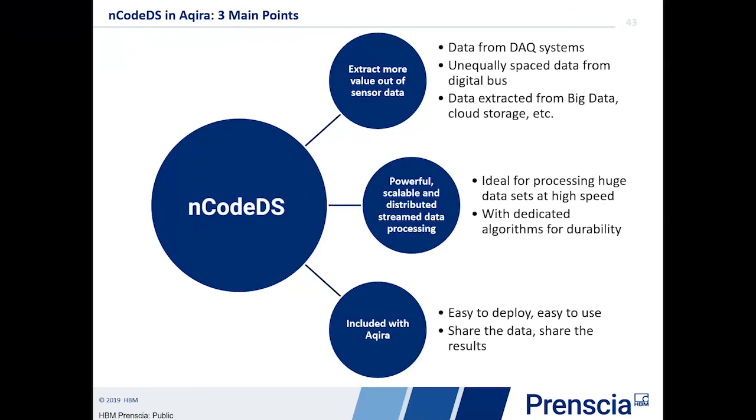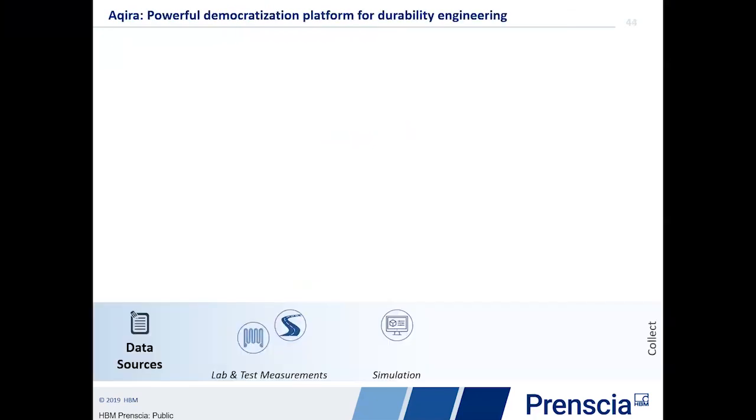So just in conclusion here, pretty much on the 45 minutes, so that's good. In conclusion here, what I just want to do is summarize what Aqira can do. If you look at it from the point of view of these different data sources, traditionally those have been lab data measurements, or they've been simulation. These might be simulated, it might be a CAE analysis, it might be a multi-body dynamic simulation. This is generating lots of data.